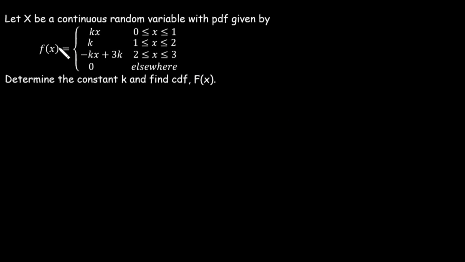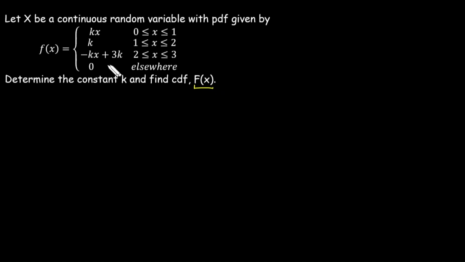In this video, we are going to learn how to calculate the cumulative distribution function from the given probability density function. So here we have this question that x is a continuous random variable with the probability density function as given below. First, we need to determine what is the value of the constant k, and after that we need to calculate what is the corresponding CDF, that is a cumulative distribution function generally represented by capital F of x.